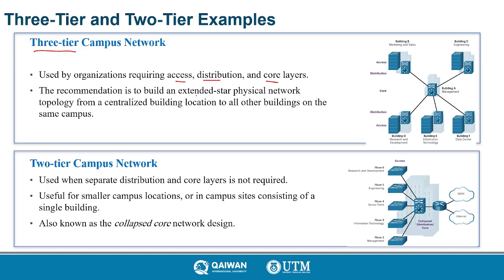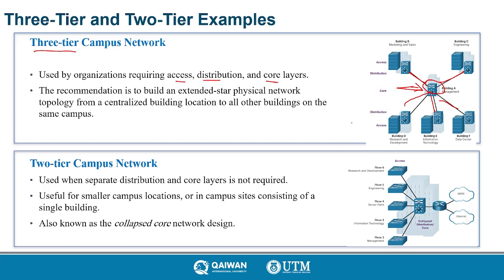And the recommendation is to build an extended star physical network topology. So you see that this is the star. Here's a point, and here are its arrows, from a centralized building location to all buildings on the campus. So it is from here, a centralized building, and from here we will create a physical star topology and connect to the other buildings. However, these buildings would be inside the same campus or the same place.